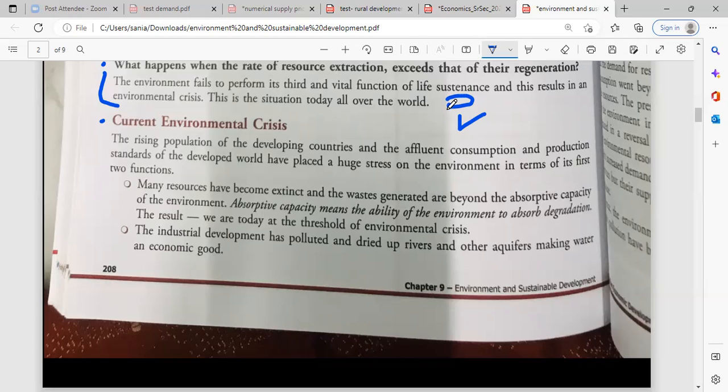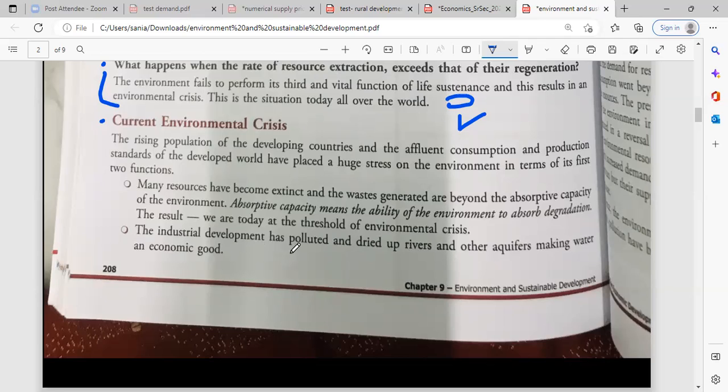Similarly, when the developed countries were growing, they cut all the trees and exploited the resources. Now the developing countries are facing the issue. The developed countries generated so much waste because they developed all the technologies, and of course waste is generated. Nobody can absorb it. The result is that today we are at the threshold of an environment crisis, because they exploited everything in such a way.